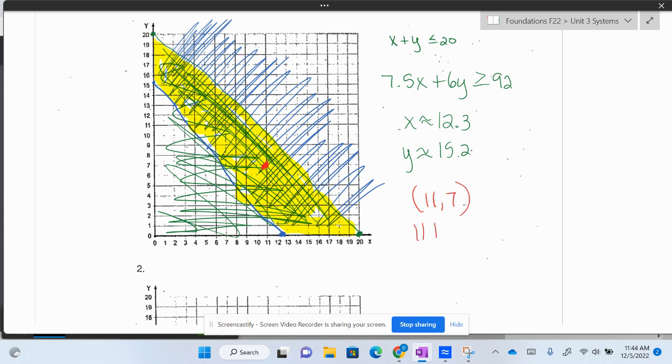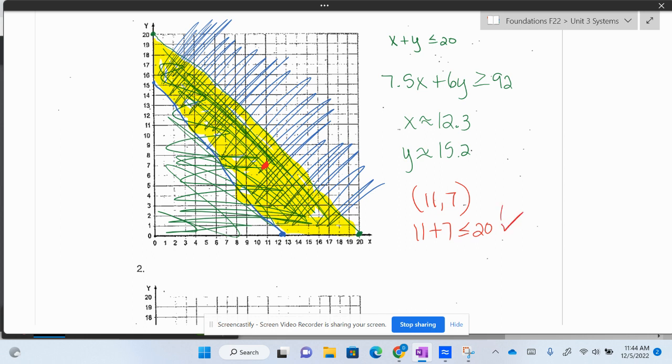Well, if I add 11 plus 7, 11 is my X and 7 is my Y. Is that less than or equal to 20? 11 plus 7 is what? Is that less than 20? Okay, so it works there.